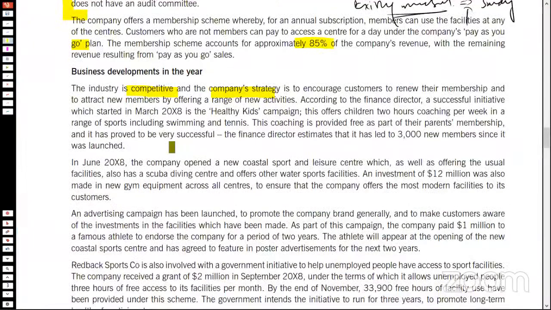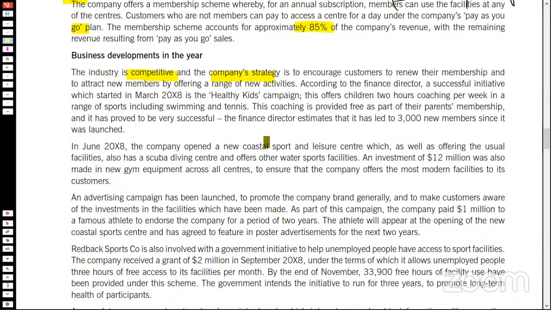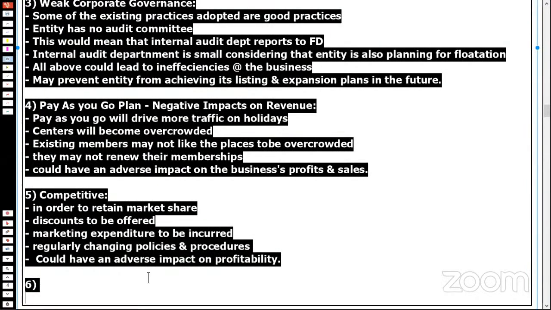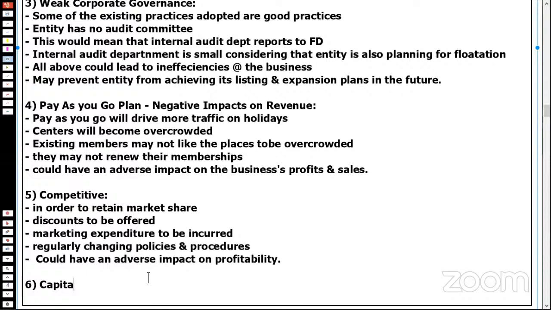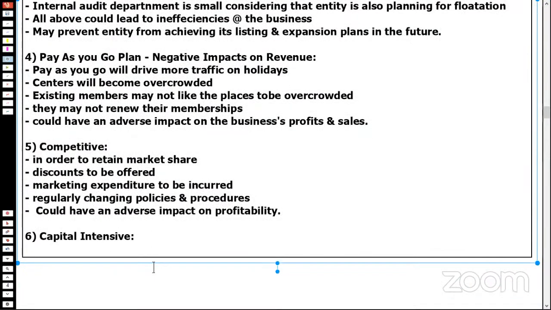Now, what next is there? In 2008, the company opened a new coastal sport and leisure center, which, as well as offering the usual facility, also has a scuba diving center and offers water sport facilities. An investment of $12 million was also made in new gym equipment across all centers to ensure the company offers the most modern facility to its customers. So there is another thing which you are going to say, which is that the industry is capital intensive. This is also another risk that you face whenever you are operating in a capital intensive industry.